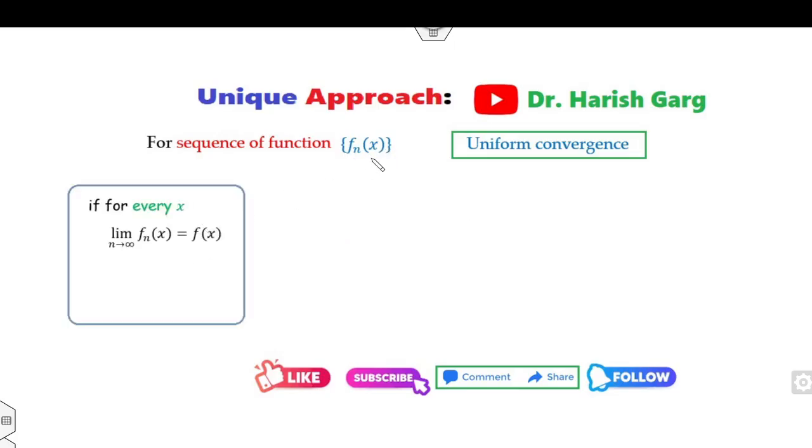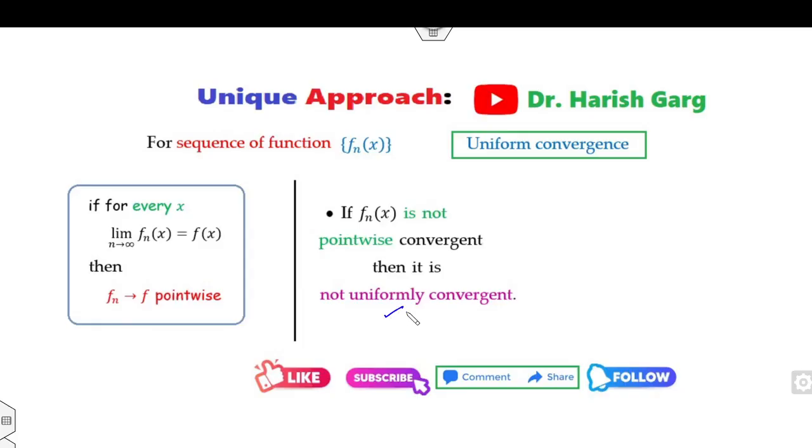You have to find the limit of the function. If this limit exists, whether it's continuous or not is not an issue. But if the limit exists, then you can say the function fn converges to f pointwise. If the sequence of functions is not pointwise convergent, then you can say directly it is not uniformly convergent.